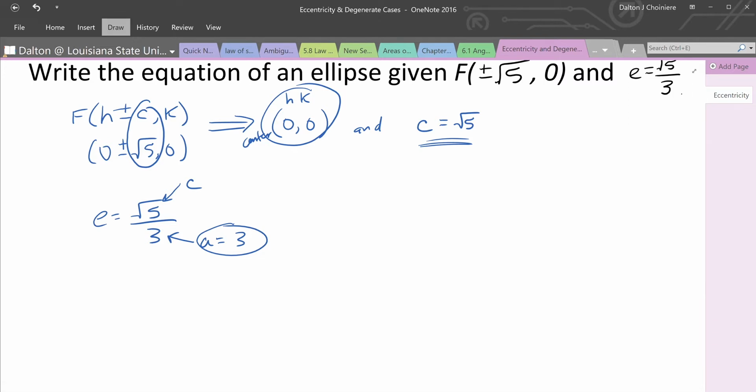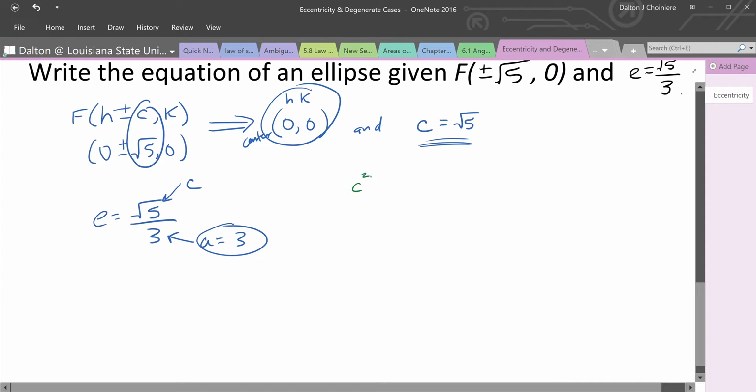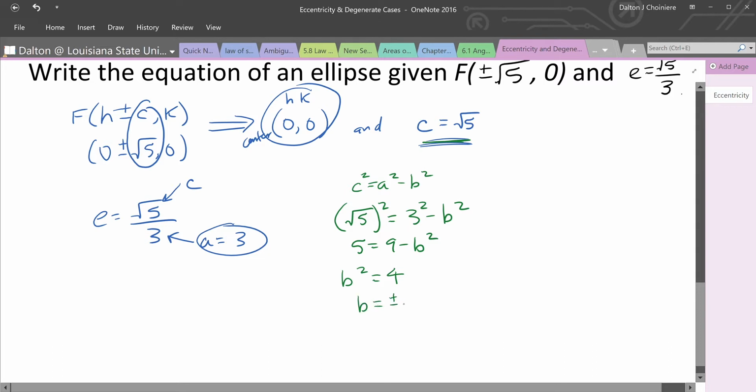Well, again, if you remember our relationship between a, b, and c for an ellipse, that c squared is equal to a squared minus b squared. Then we can substitute in our values for a and c. We knew c over here. And then solve for b. So c squared, that'll be the square root of 5 squared, equals a squared, which is 3 squared, minus b squared. The square root of 5 squared is just 5, equals 9 minus b squared. And then I would move b squared to the other side so that it's positive, and subtract 5 from the right side and get 4. So if b squared is equal to 4, that implies that b is plus or minus 2.